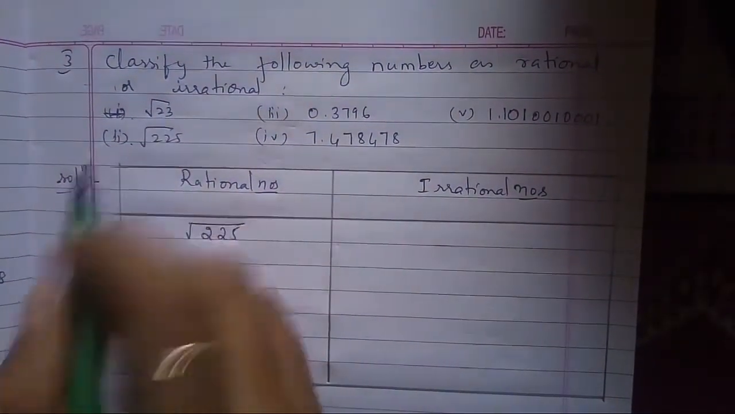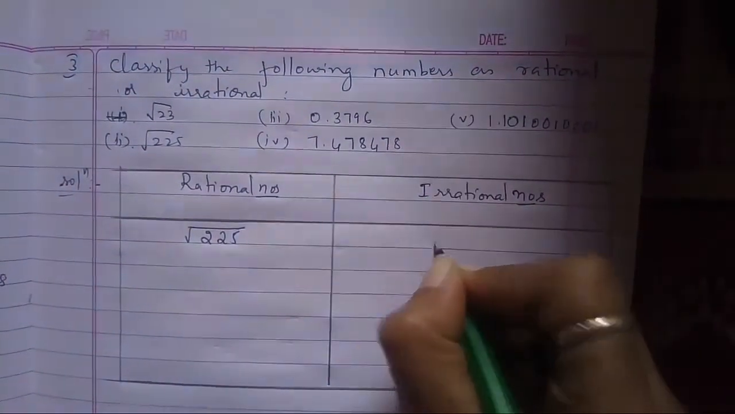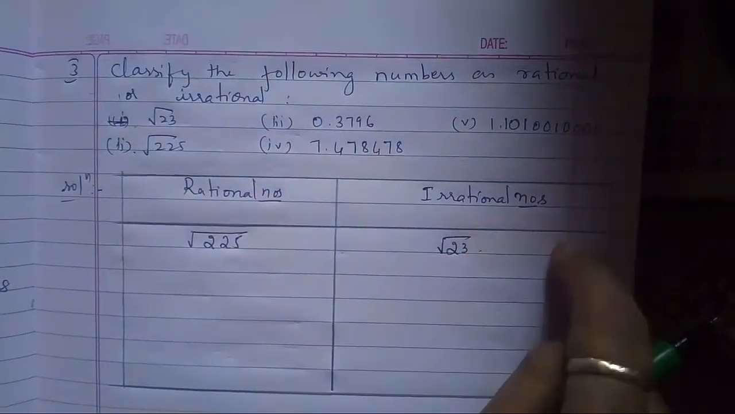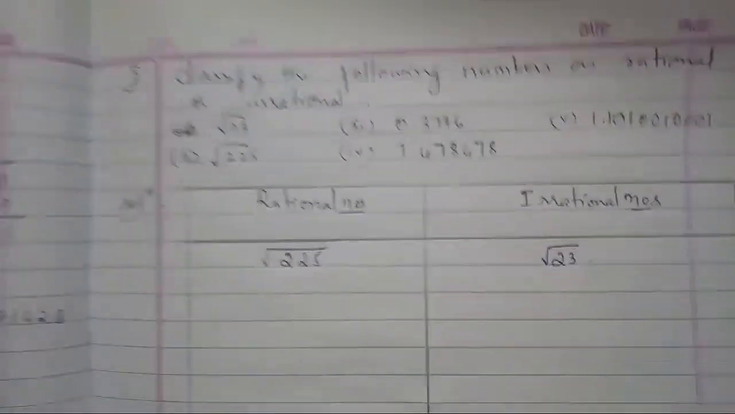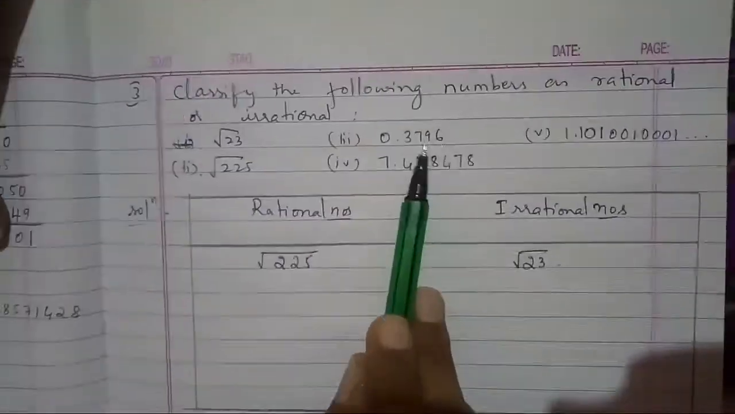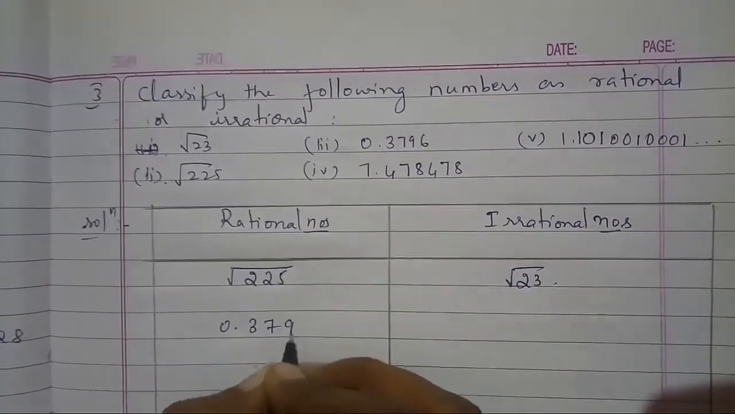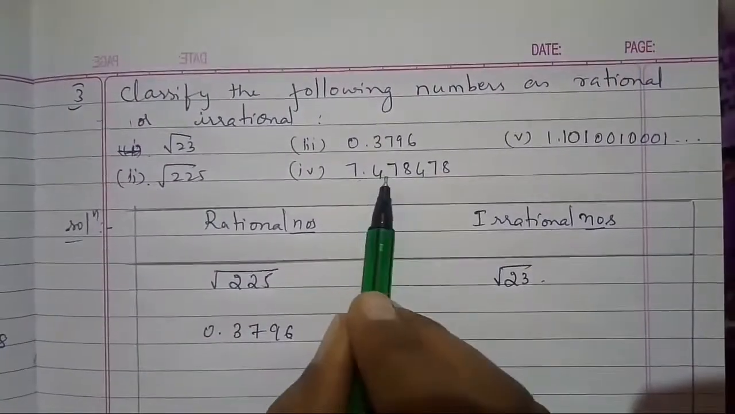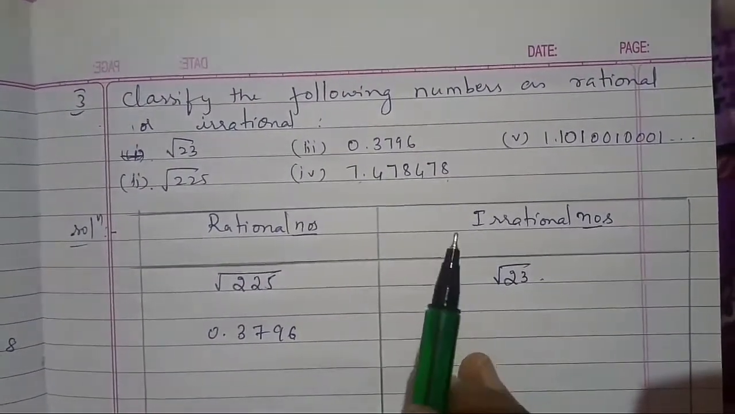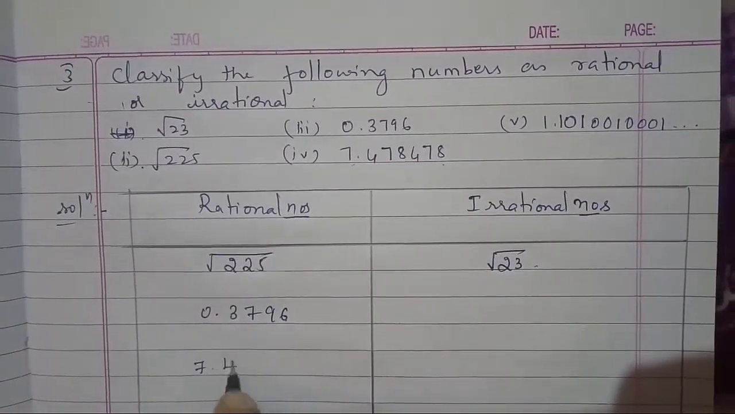Root 23 you will get a non-terminating, non-recurring decimal. So that's why root 23 is an irrational number. Next decimal is 0.3796. It is a terminating number. That's why I have taken it in the rational numbers. Next one is 7.478478. It already terminated and stopped. That's why I have taken it in the rational numbers.